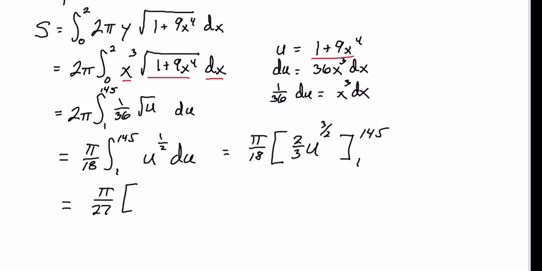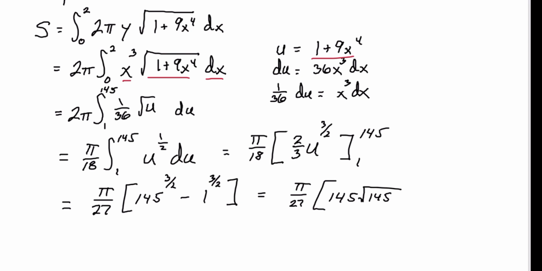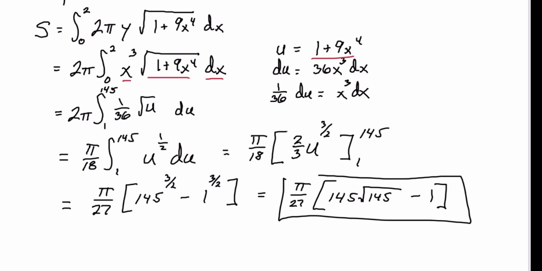And then we can plug in those limits of integration. We have 145 to the 3/2 minus 1 to the 3/2. We can rewrite that as pi divided by 27 times 145 to the 3/2, which we can rewrite as 145 square root of 145, minus 1 to the 3/2 is just 1. We now have the area of the surface of revolution.